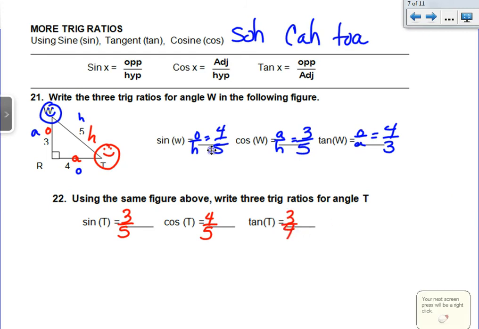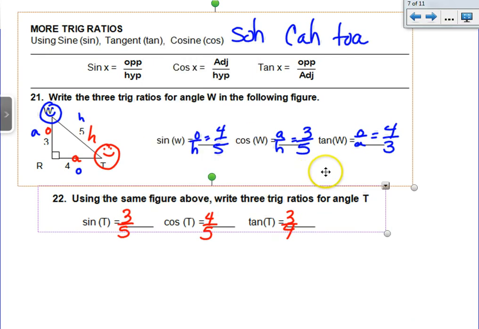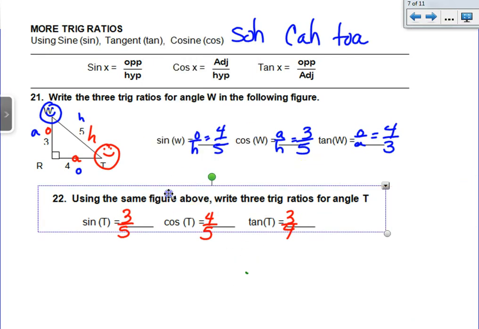I want you to notice some similar things going on here. The sine, whoops, hello. The sine, get out of there.